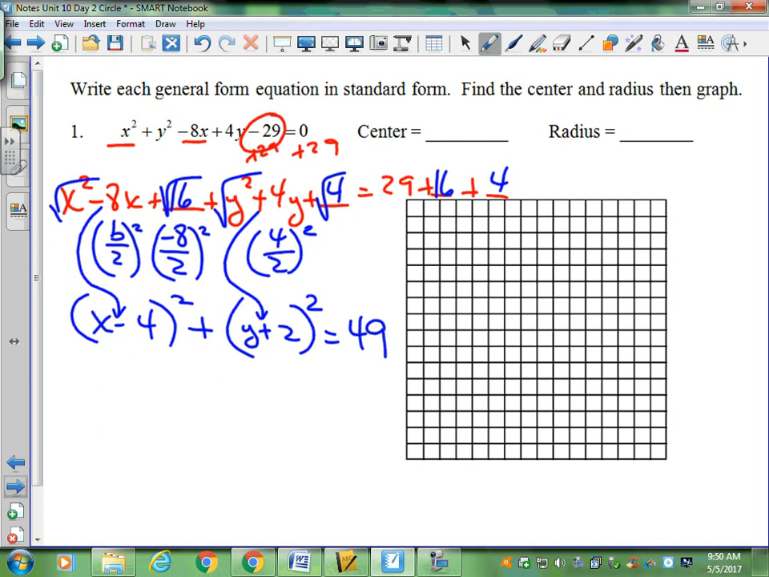Where's my center? 4, negative 2 for the center, and the radius is 7 because that's the square root of the 49. Okay? Now, for me to be able to graph this and do not a perfect job, but a fairly decent job, I have to realize that 4, negative 2 is going to be down in quadrant 4, so I might need to shift my XY axis just slightly so that I can have a little bit more on that side of the graph and a little less on the other side.